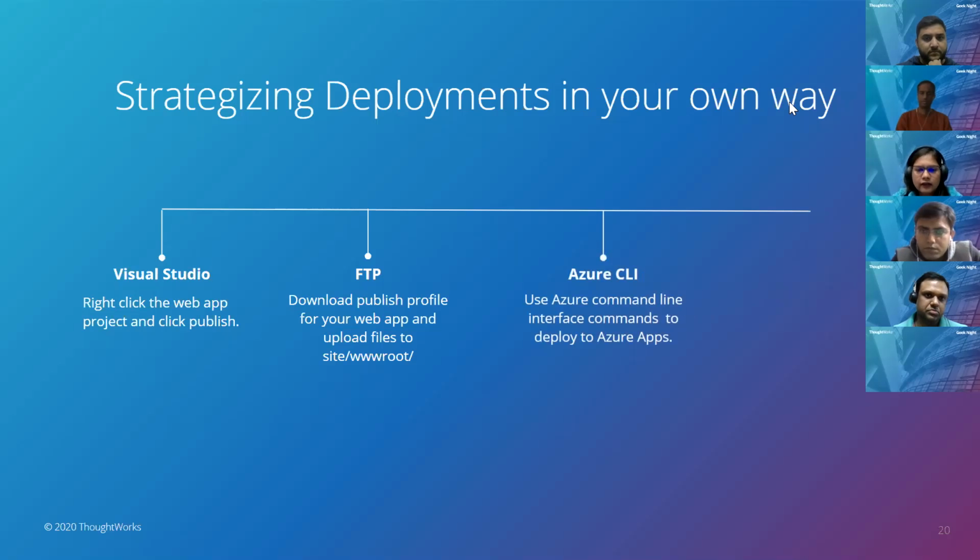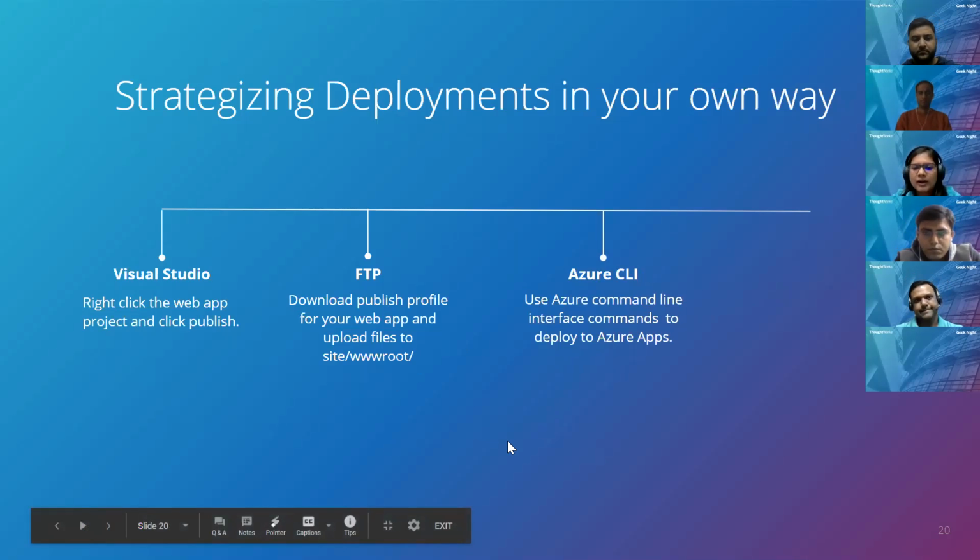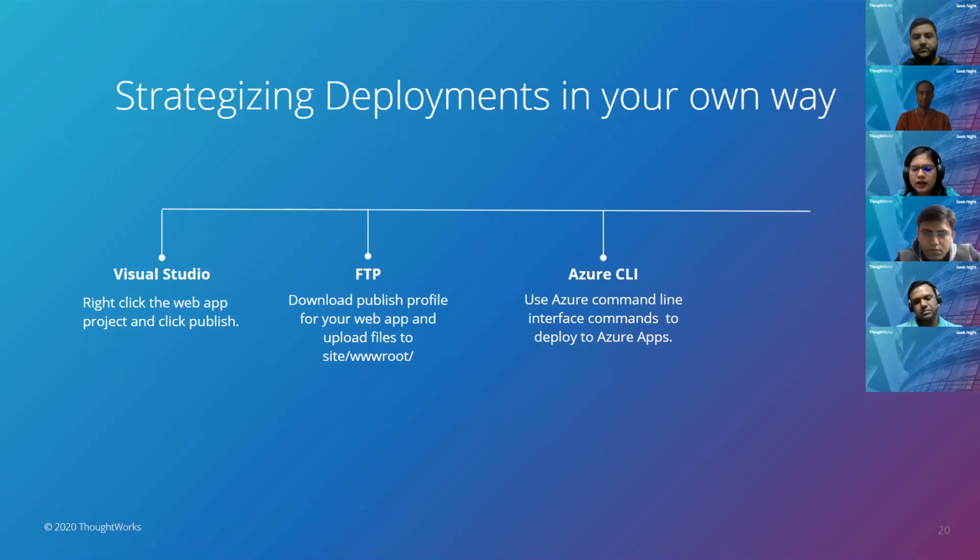Next in line is Azure CLI. The Azure CLI command line gives you an interface using which you can deploy to your Azure apps. There are a few commands you can run from PowerShell. First, we can do an az login. Then there is the az webapp command. There are multiple ways that you can simply push the zip file to the Azure App Service. So using Azure CLI also we can deploy to Azure App Service.